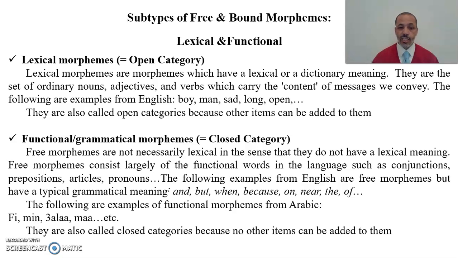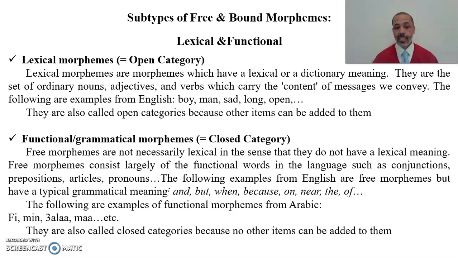Whereas functional or grammatical morphemes are called closed categories because you cannot add new items to them. You cannot add new prepositions, new articles. Those that existed continue to exist and they don't change. You don't add new items to them. So free morphemes are not necessarily lexical, in the sense that they do not all have a lexical meaning.